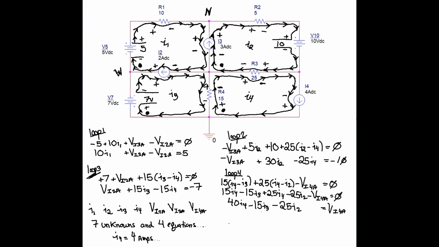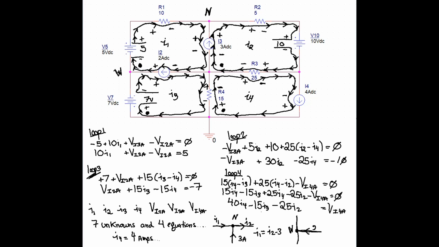So I've denoted an N for north and W for west. These are nodes on the circuit diagram. At node N, we have 3 amps entering it from the bottom, and we have I2 exiting it from the top and I1 entering it from the left side. And that gives us a relationship: I1 is equal to I2 minus 3.